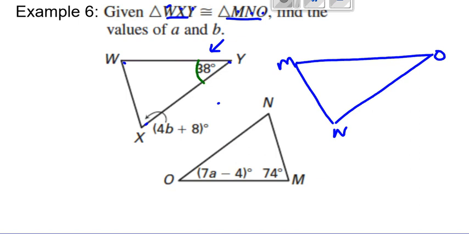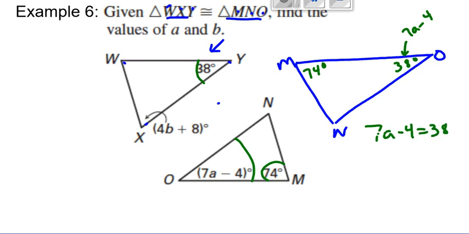All right, so I'm going to just now transfer what I know. I know that this angle's 38, so I'm going to already put that there. That angle's 38. And I know that angle M from this diagram is 74, so I'm going to transfer that up here, 74. And then I know that angle O from this diagram is 7a minus 4. Oh, look at that. So I have 7a minus 4 in one triangle, and then the other one told me it has to equal 38. So that's going to be how I'm going to solve for a. 7a minus 4 has to equal 38.